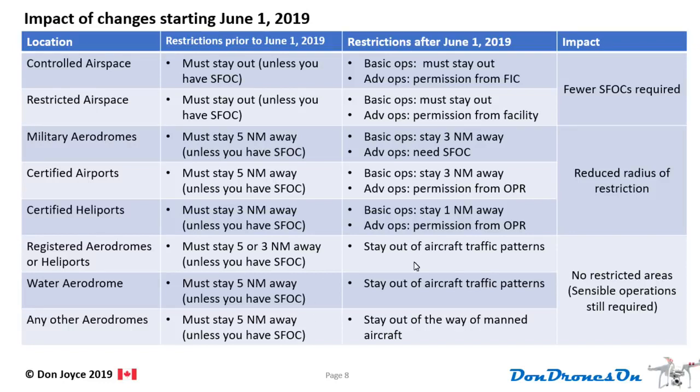With the new restrictions that we've just gone through, you can see that far fewer SFOCs are required, which means that it's more predictable, I'll say, in terms of an operation, particularly for folks that are doing commercial work. There's a very much reduced radius of restriction in terms of the military aerodromes and certified airports and heliports. Used to be 5 nautical miles, now it's 3 nautical miles. Now you still do need an SFOC for military aerodromes, but that's the only one.